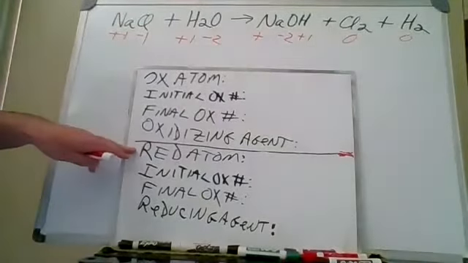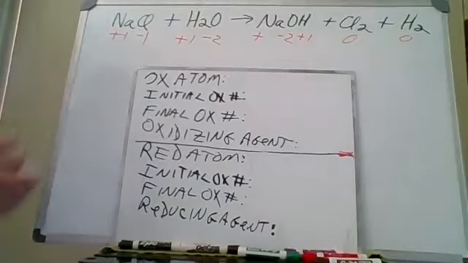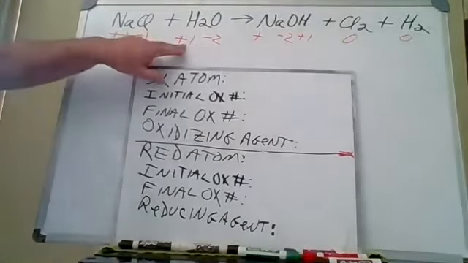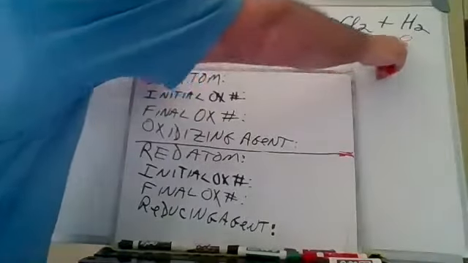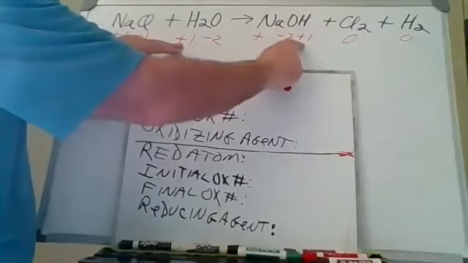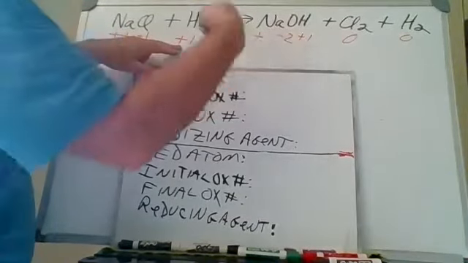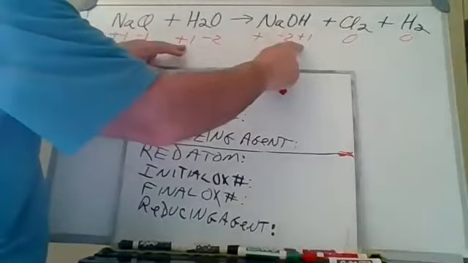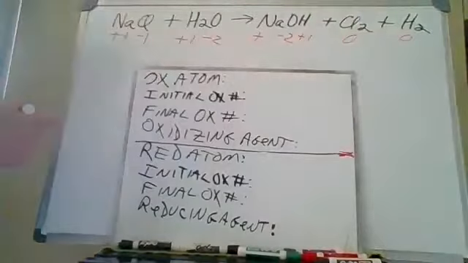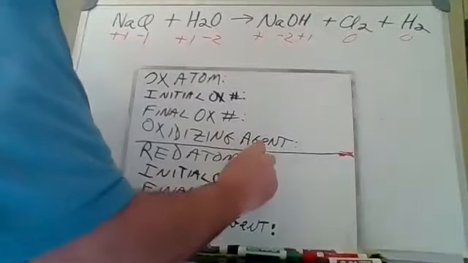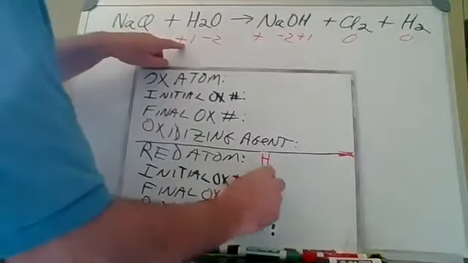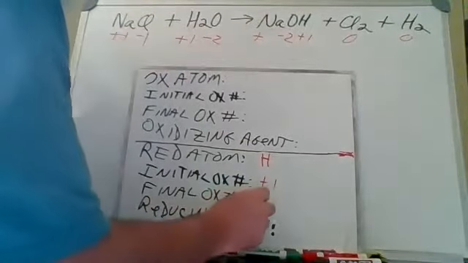Whose oxidation number is being reduced? In other words, getting smaller. Well, I'm seeing hydrogen starting out at +1 and ending up at 0. Notice some of the hydrogens stayed the same. I don't think we saw this in any of our examples last week. But this hydrogen has been reduced. So we can write the reduced atom is hydrogen. Its initial oxidation number is +1. Final oxidation number is 0.